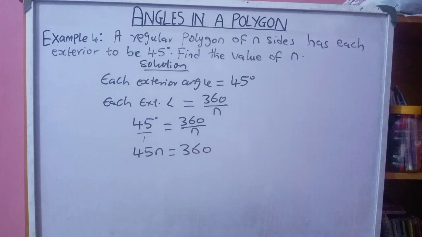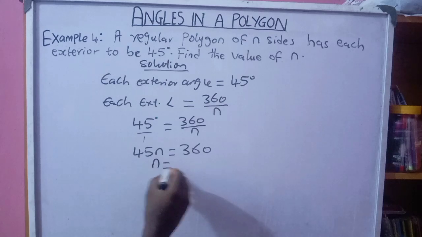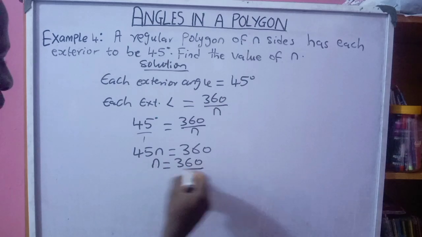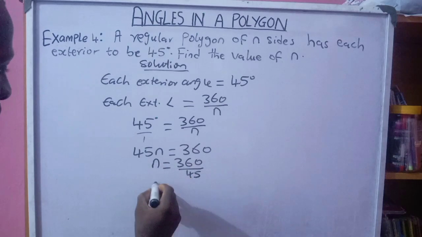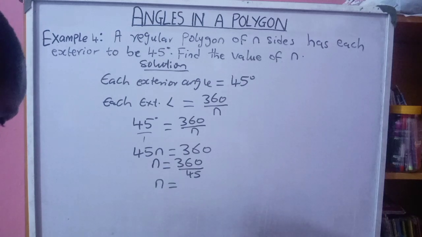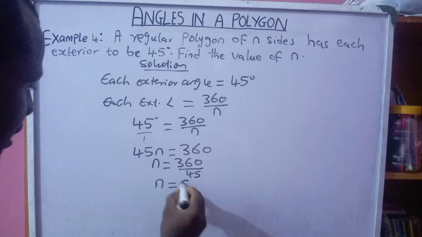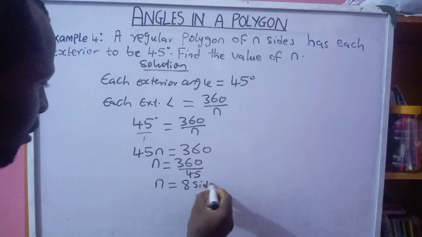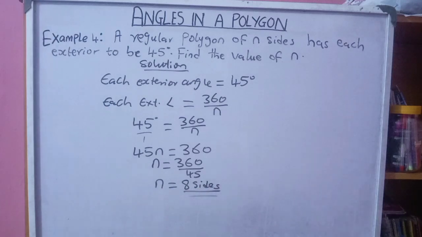So divide both sides by the coefficient of n, which is 45. n is equal to 360 divided by 45. And the answer to the question is 8 sides. That is the solution to this particular one. Now let's move to example 5.